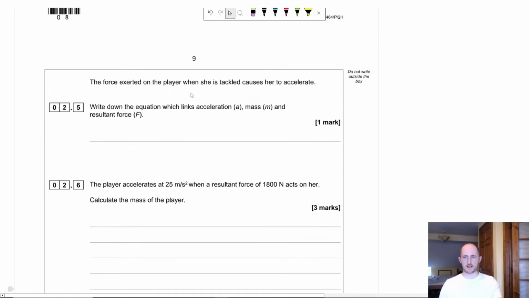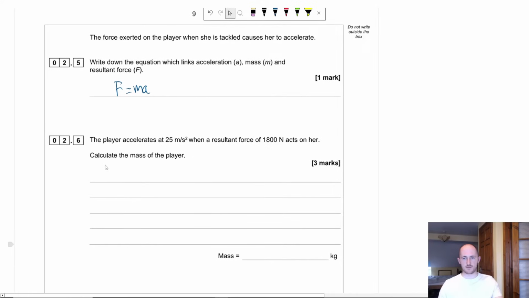And here we have the force exerted on the player when she is tackled causes her to accelerate. Write down the equation which links acceleration A, mass M, resultant force F. This is your boy Isaac Newton's equation. It's one of his laws of motion. It is the second law of motion. F equals ma. If any of you are doing A-level maths or A-level physics, this is going to be your bread and butter. This is going to come up a hell of a lot, okay?